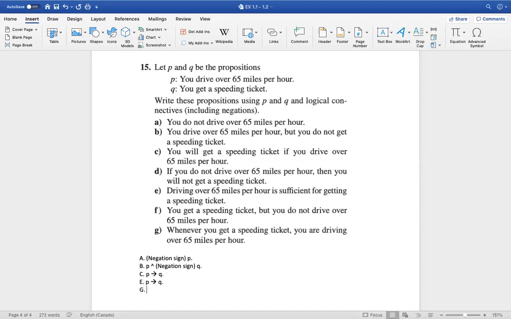Okay, let's do the last one. It says, whenever you get a speeding ticket, you are driving over 65 miles per hour. Here, you will notice that there is also a sort of dependency, but this dependency is the other way around. It's like an implication as well, but implying in the other direction. Whenever you are getting a speeding ticket, we are assuming that we are getting a speeding ticket, and then we make a conclusion that we are driving over 65 miles per hour. Therefore we will say Q implies P.